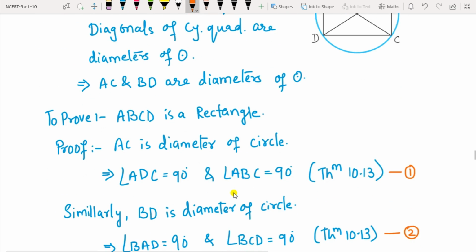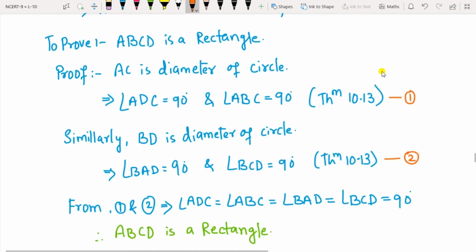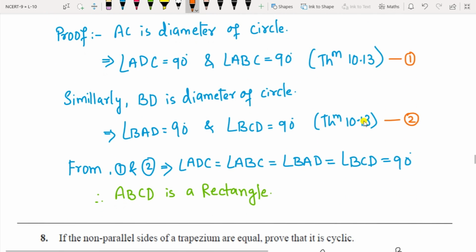So the proof here is, AC is the diameter of the circle. Now if AC is the diameter of the circle, therefore angle ADC will be equal to 90 degrees, that we have seen from theorem 10.13, and also angle ABC will be equal to 90 degrees. That is equation number 1. Similarly, if we consider BD as the diameter, then angle BAD and angle BCD will also be equal to 90 degrees. That is also from theorem 10.13, equation number 2.